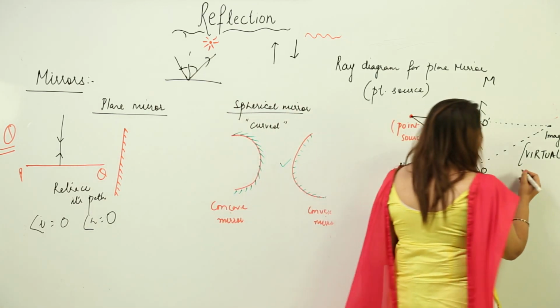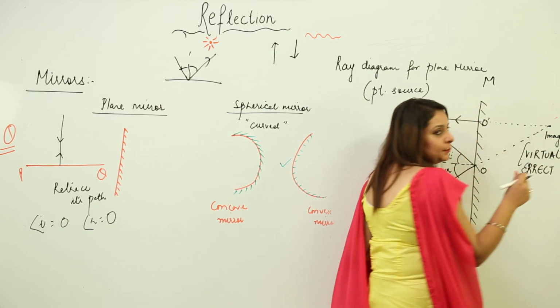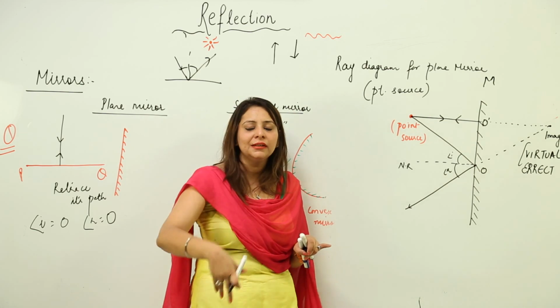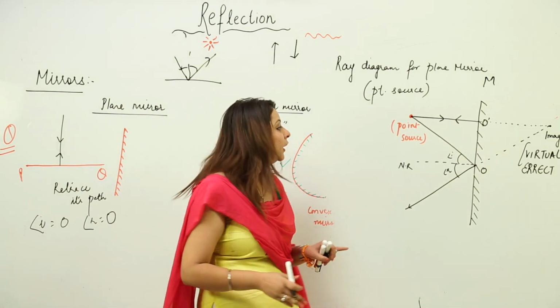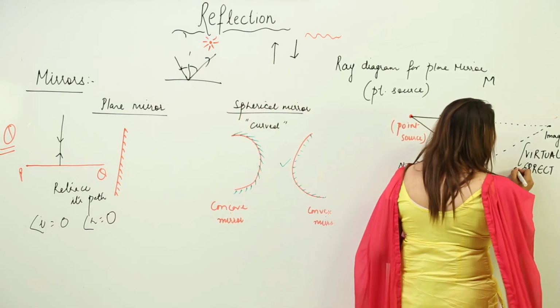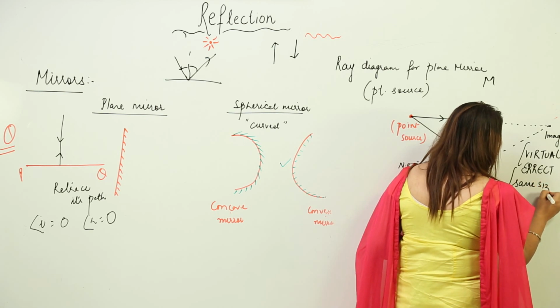And we know that a virtual image is always erect. That means same orientation. Like if head is up and legs are down, the image will also have head up and legs down. And moreover, you can see that a plane mirror always forms an image of the same size.